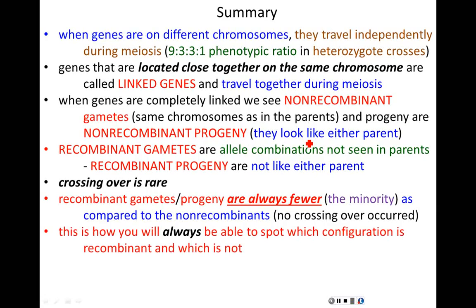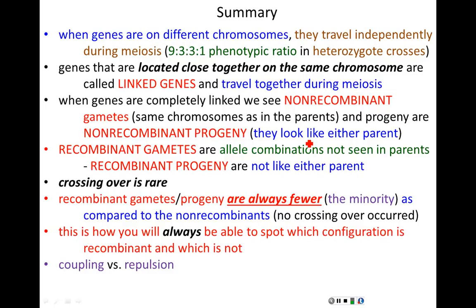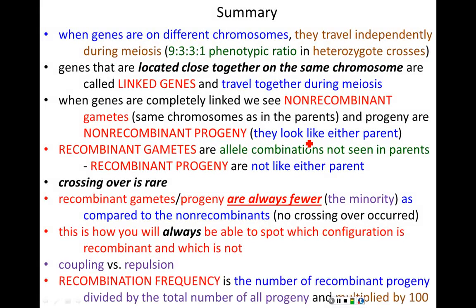This is how you spot which progeny are the result of no recombination and which progeny are the result of recombination. More importantly, this is how you will always be able to determine which configuration of alleles is recombinant and which is not. And the terms you will use to discuss and describe those configurations are coupled, when the dominant alleles are together, and repulsion, when the dominant allele of one gene is together with a recessive allele of another.